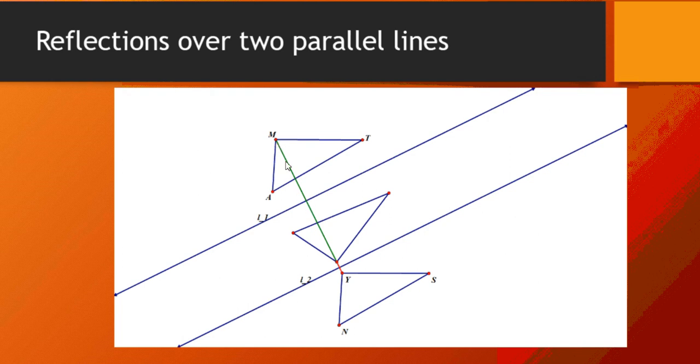There's just as much green outside the parallels as there is inside the parallels. There's just as much red outside the parallels as there is within the parallels. And so the distance we have translated is twice the distance between the parallel lines. So if we have reflections, we have translations, no problem.